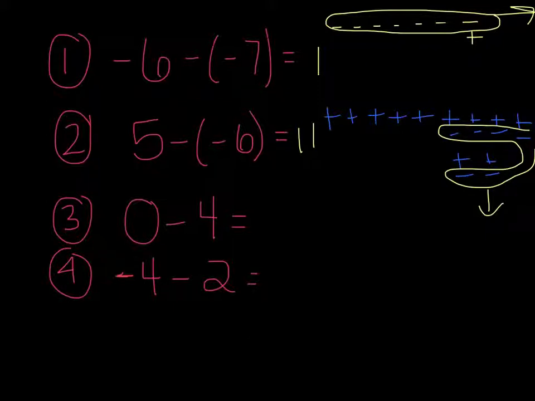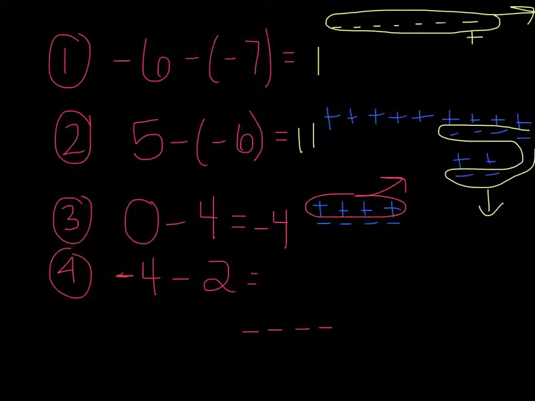For 0 minus 4, I've got 0, which I'm representing using 4 0 pairs. And I'm taking away 4 positives. And what's left is negative 4. And finally at the bottom we've got negative 4. Now we're taking away 2, which we don't have, so we're going to add some 0 pairs so that we have 2 negatives to remove, and we're left with negative 6.